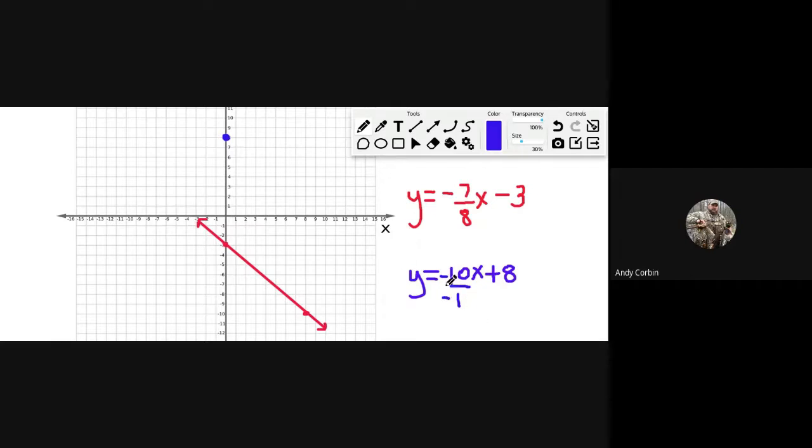So all I'm going to do is leave this on my paper. Instead of putting it way up here somewhere, I'm just going to go to the bottom. That's what that does. So I'm going to go down 10. There's 8, 9, 10. And I'm going to go to the left 1. And I'm going to draw my line.